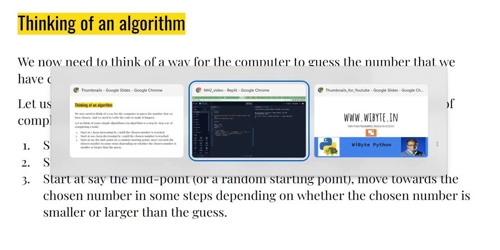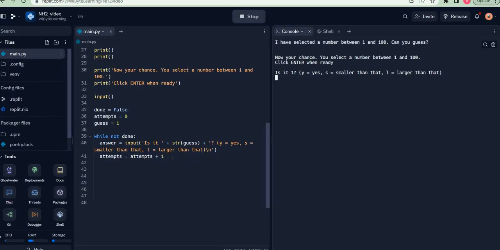So I'll go back to my code here. Remember, my computer is asking me to tell whether the number that the computer is guessing is smaller, larger, or equal to the number that I've chosen. So I just do something similar to what I'd done earlier, just that this time my response is a string called answer.